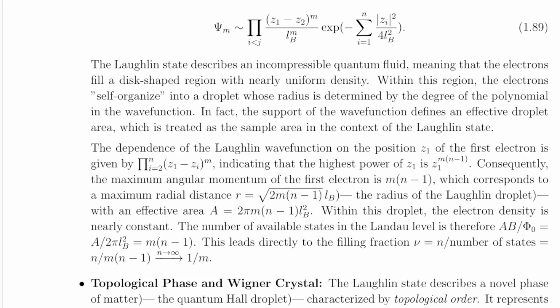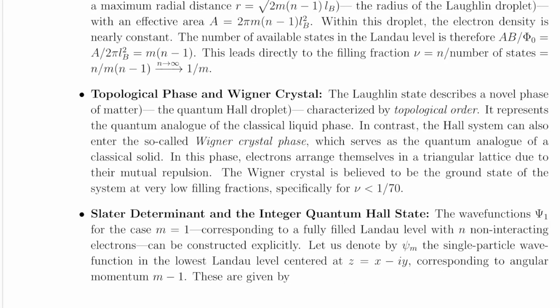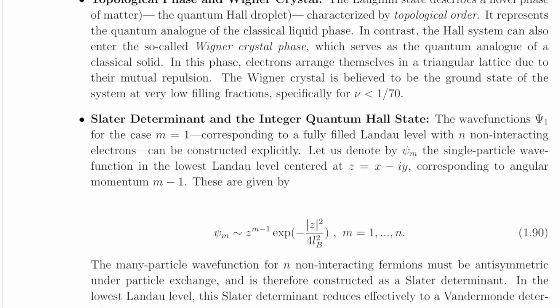What makes this state special is that it's not just a liquid, it's a topological phase of matter. Its defining features don't depend on geometry or microscopic details, but on the global structure of quantum entanglement. This makes the state robust against imperfections. But the system can also transition.